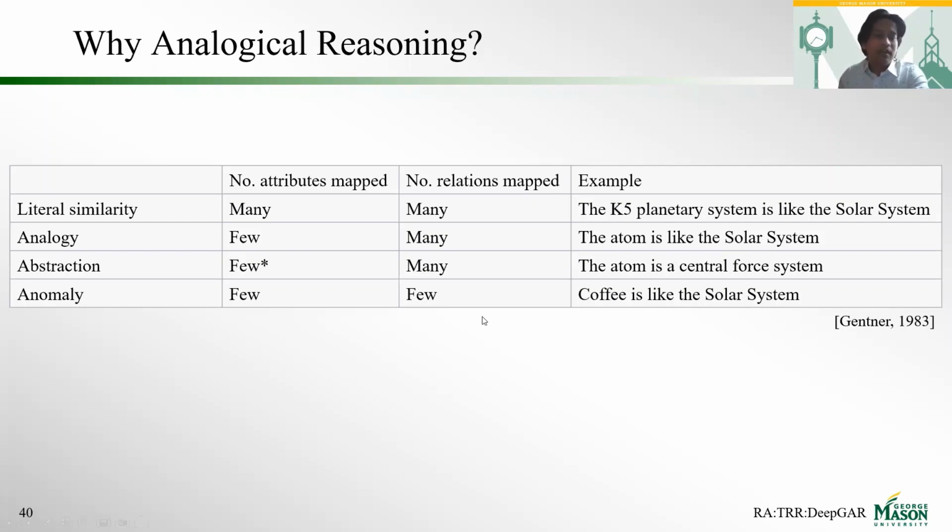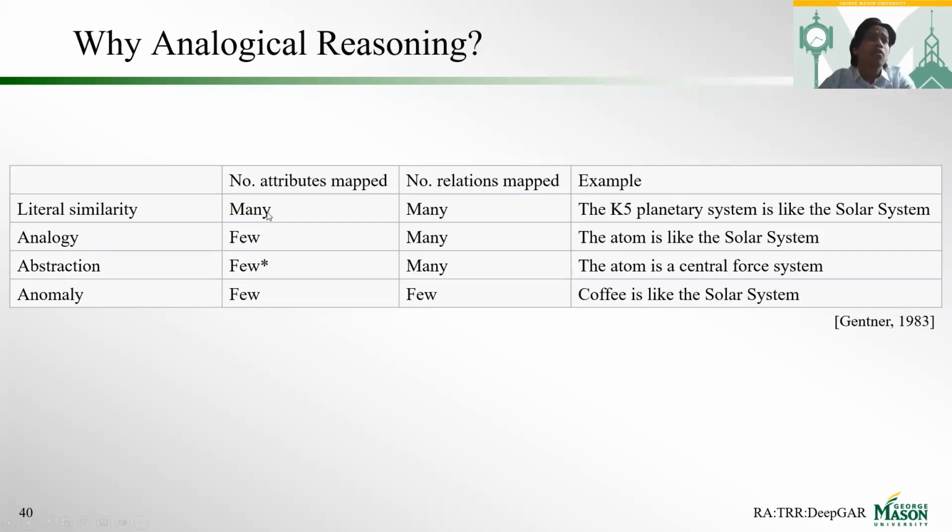Take the example, like literal similarity. The K5 planetary system is like the solar system. And then analogy, the atom is like the solar system. Or abstraction, the atom is a central force system. Or coffee is like the solar system. It is called anomaly. Why are we taking analogy to make the similarity?